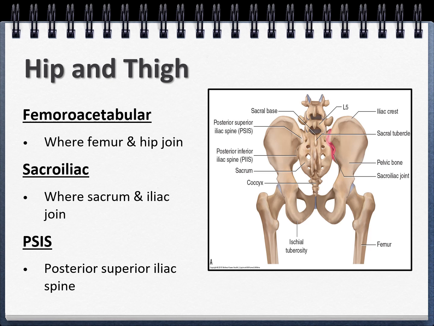PSIS is a term given to the posterior superior iliac spine. So whereas some muscles attach to the ASIS, some attach to the PSIS. So this is the posterior superior iliac spine.